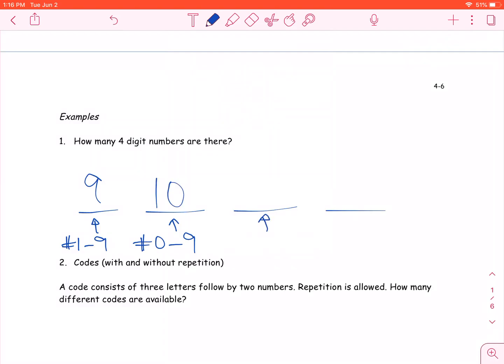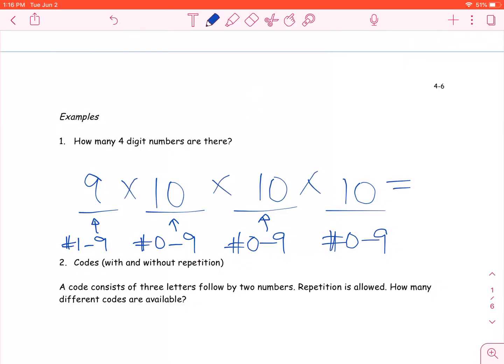For our third spot or position, we have the same outcome. We can have 10 possibilities. And the same outcome for our fourth spot, where we have 10 possibilities. So what we can do here is multiply 9 times 10 times 10 times 10, and that represents 9,000 different combinations. That's how many 4-digit numbers there could be.